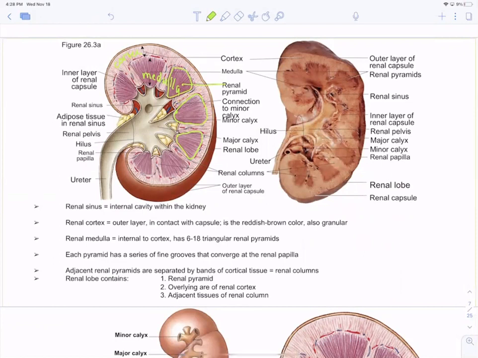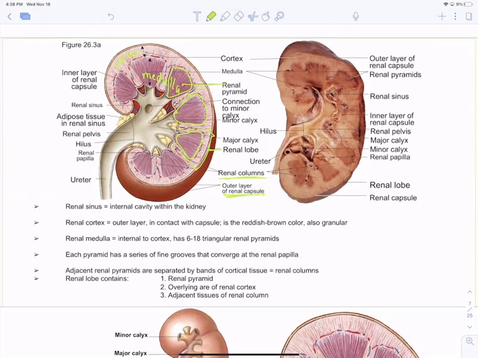when you count half of these columns here, that becomes a renal lobe. So when you see renal lobe, what they're talking about is a renal pyramid, the renal cortex associated with it, and half of the renal columns on the sides. And then again, remember the outer layer has that renal capsule.